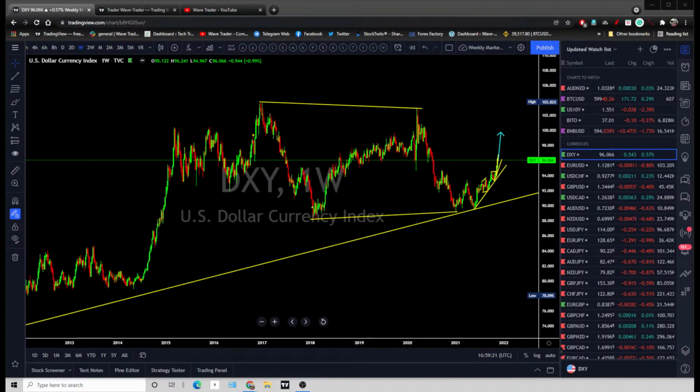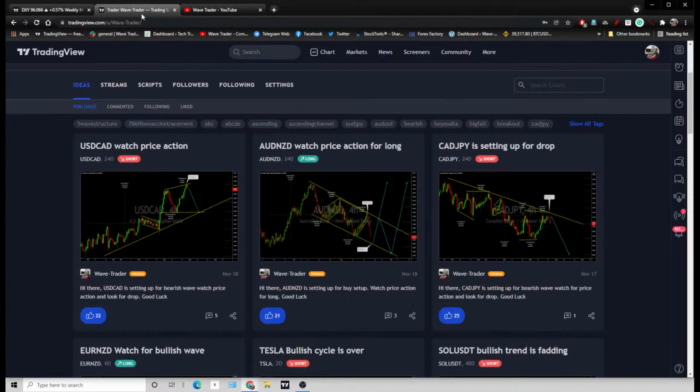Okay, so let's move on and look at the market for next week. First of all, I'm going to quickly look at a couple of setups which I have just posted on TradingView, and some video analysis on YouTube, and then we're going to look at the updates for the next week. Okay, TradingView, USD/CAD.